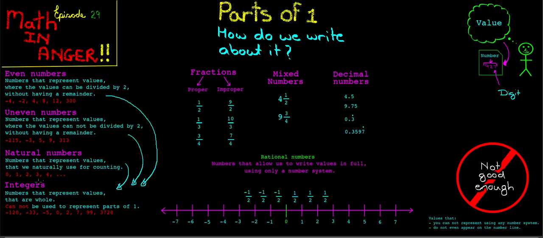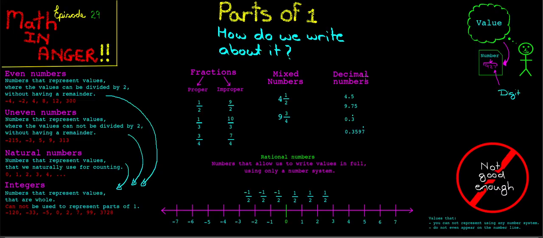Again, here, you also know that we cannot use integers to talk about things that have parts of one. So how do we do that? We use the stuff you get taught in your early years of school: we use fractions. There are proper fractions and improper fractions. We also use mixed numbers, which is an integer with a proper fraction next to it. And then we also use decimal numbers.